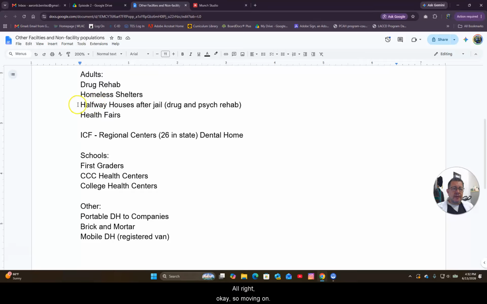All right, okay, so moving on, halfway houses. I call it halfway houses, but I know that there's other terms. Okay, but this is essentially after you get out of jail, prison, whatever you want to call it. And so these are drug and psychiatric rehab centers, but they're specifically for people that got out of jail, not to be confused with somebody that is doing a detox and they're going to go to a facility like a drug rehab center. That is more like a detox.